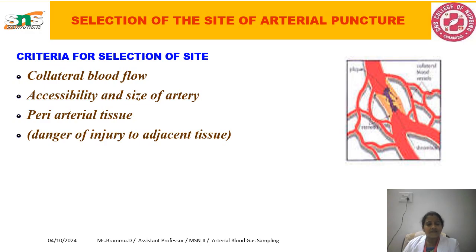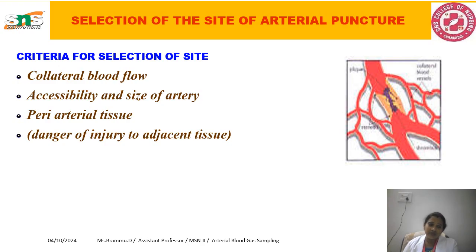So the next important thing as a nurse is that we have to know the criteria for selection of site. So how are we going to select the area for puncture, whether there is good blood flow, collateral blood flow, or you have to check for the size as well as the accessibility. Accessibility in the sense, for example, if the patient has an AV fistula on the right side, you cannot do the arterial puncture on that area, right radial or right brachial. For example, if the patient has DVT, for those patients you cannot go in for a femoral puncture.